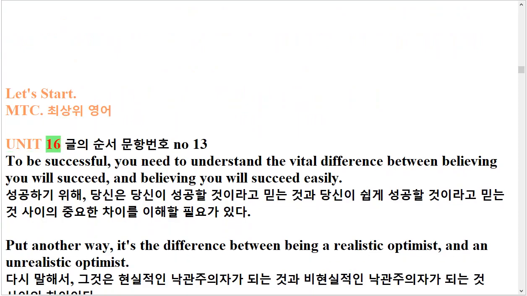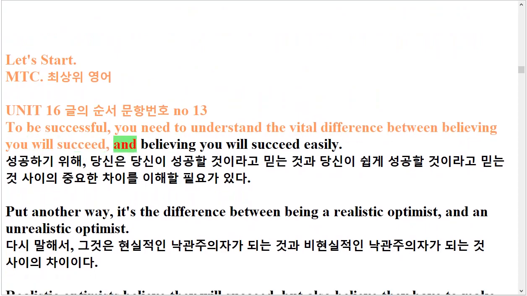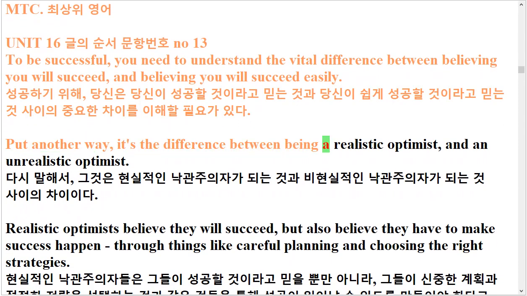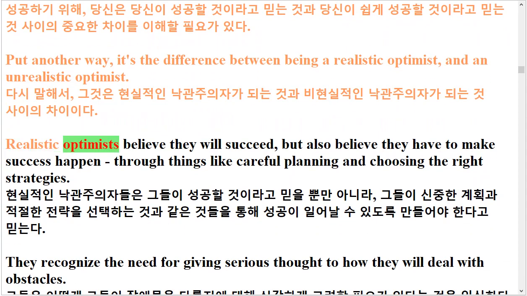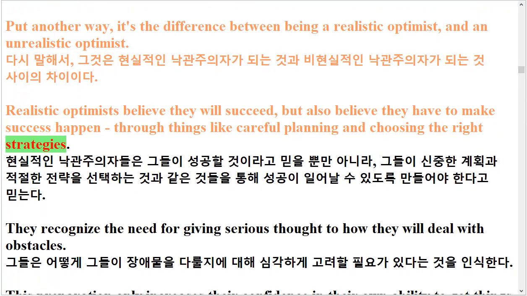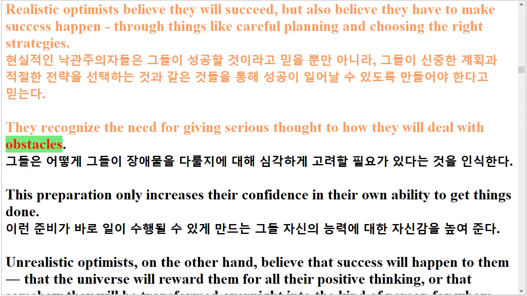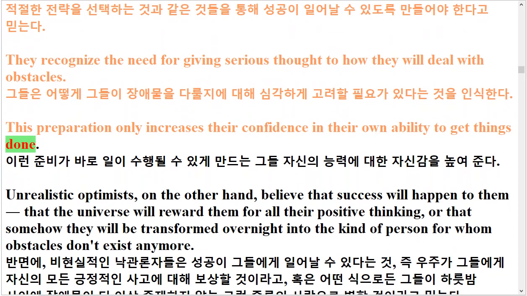Unit 16, Number 13. To be successful, you need to understand the vital difference between believing you will succeed, and believing you will succeed easily. Put another way, it's the difference between being a realistic optimist, and an unrealistic optimist. Realistic optimists believe they will succeed, but also believe they have to make success happen, through things like careful planning and choosing the right strategies. They recognize the need for giving serious thought to how they will deal with obstacles. This preparation only increases their confidence in their own ability to get things done.